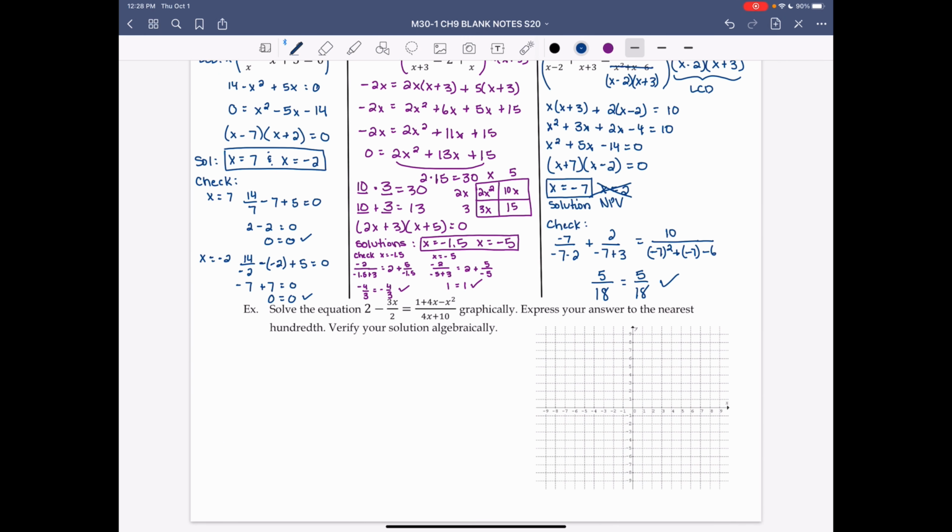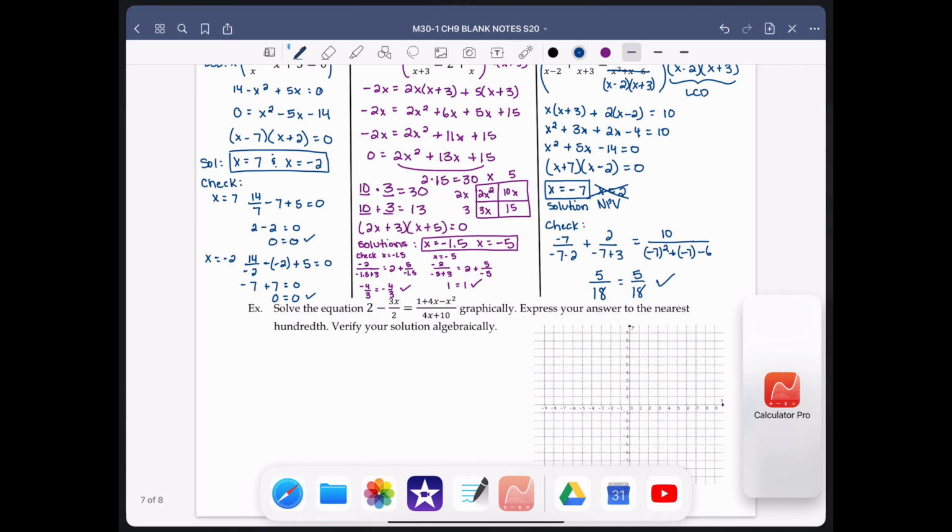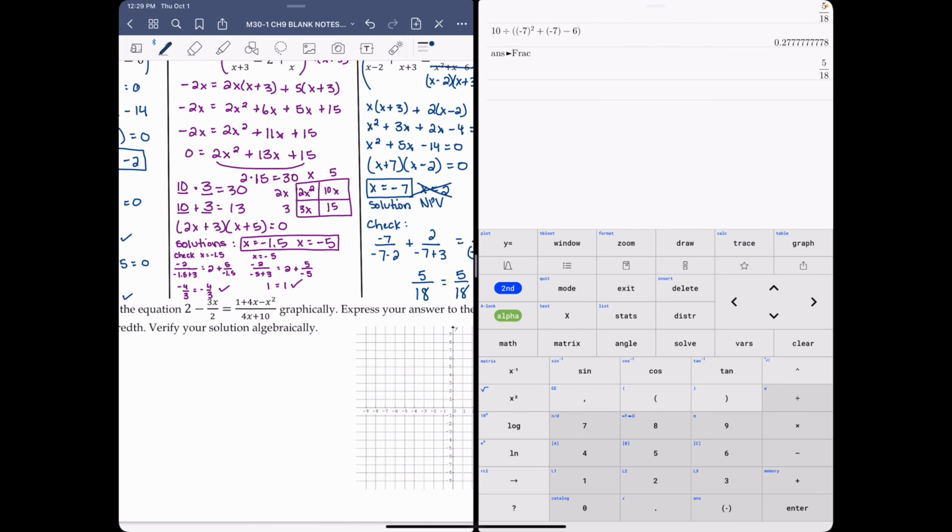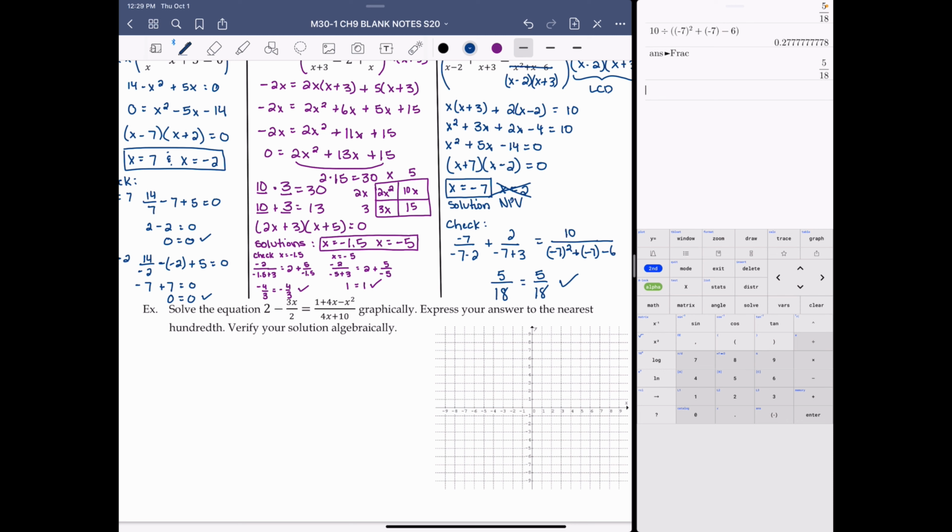Next example, solve the equation 2 minus 3x over 2 equals 1 plus 4x minus x squared over 4x plus 10 graphically. Express your answer to the nearest hundredth. Verify your solution algebraically. Let's bring up our graphing calculator. Again, we can move everything to one side and graph one function, or we can graph the two sides of the equation as separate graphs. I'm going to do that.